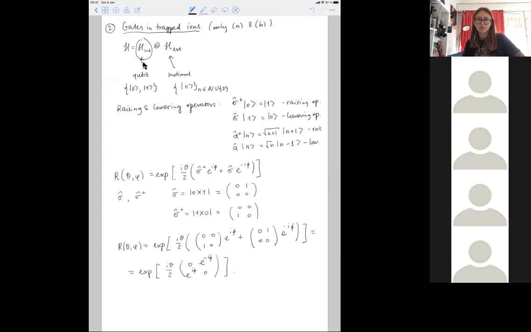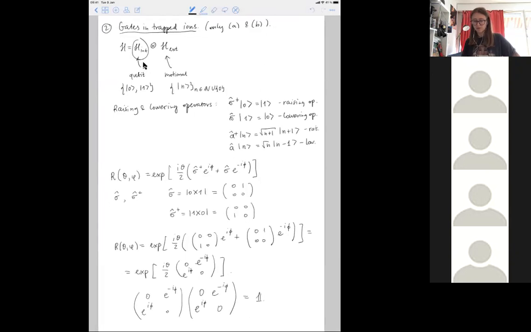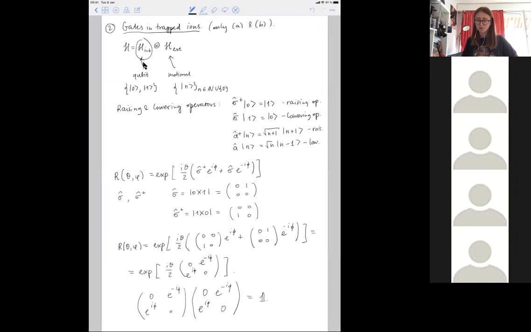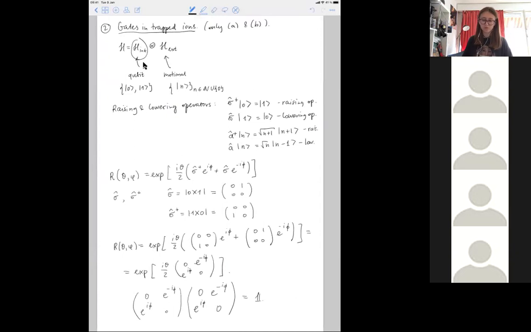Let us note the following: the matrix that we have there in the exponential can be written as this. So if we take this matrix and multiply it by itself, then we get the identity. Okay. Great. So this is a very good matrix for the purposes that we want.